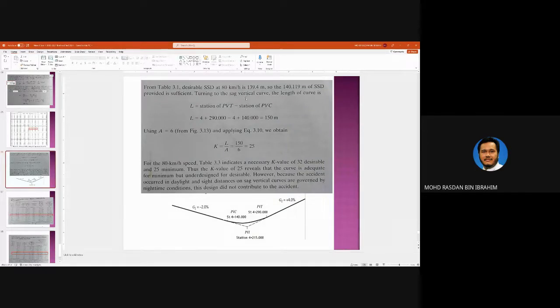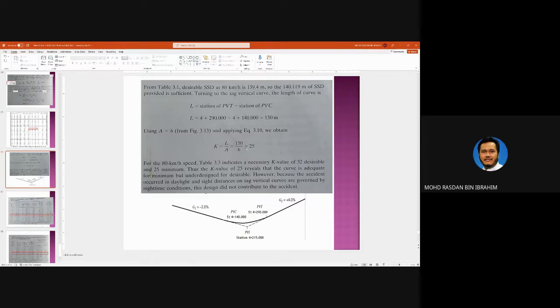Turning to the vertical curve, the length of curve is from the stationing. Look at the stationing here: 4 plus 140 and 4 plus 290. So for the length of the curve, you just minus the two stationing. You get 150 meters. Then you calculate for A first. You get A equals 6, and use this formula, K equals L over A. So the value of K is 25.